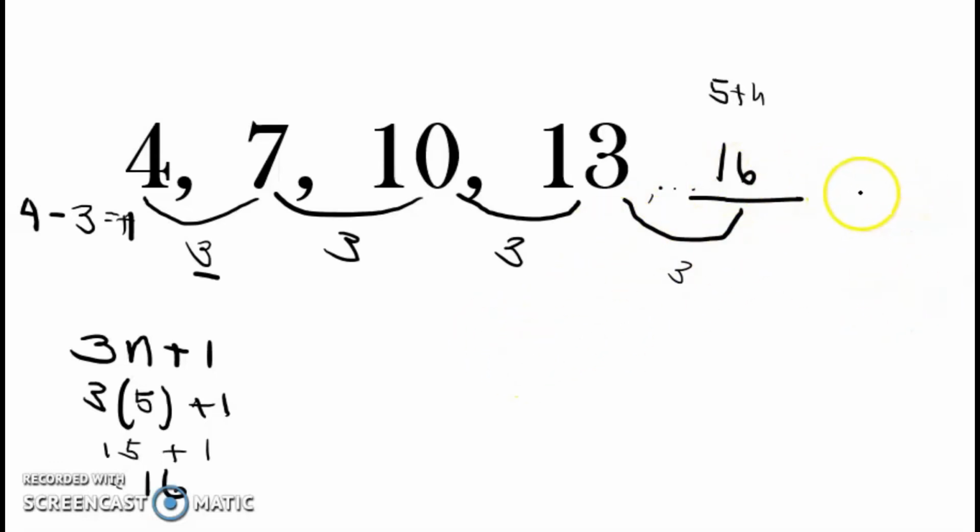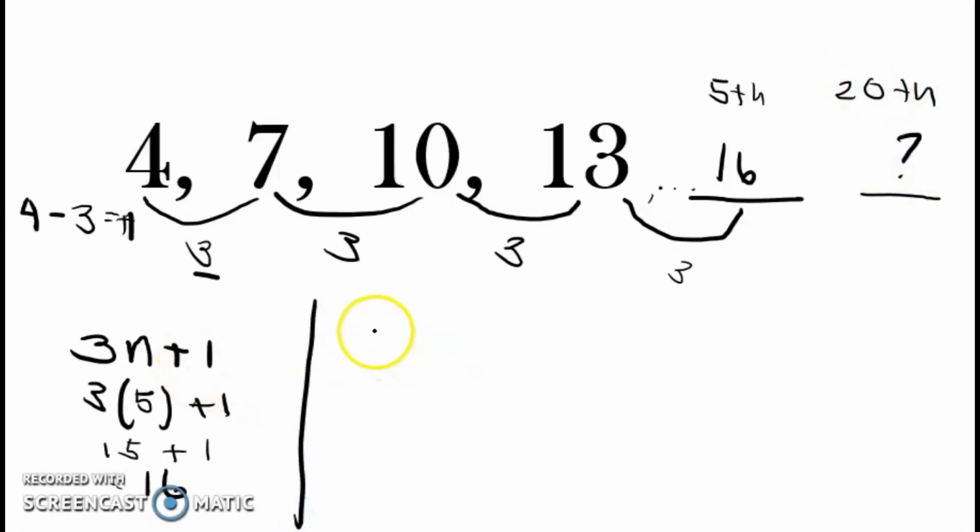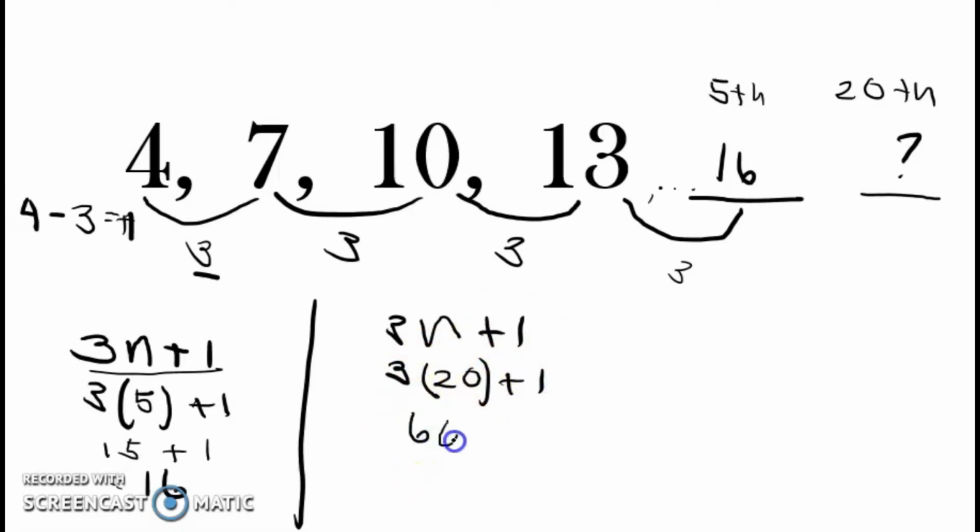But what if ang hahanapin natin ay, let's say, the 20th term? Okay, so ano kaya ang sagot? Same formula, gamitin natin 3n plus 1. So 3 times yung term natin, which is 20, plus 1. 3 times 20 is equal to 60, plus 1. So our answer is 61. So the 20th term is 61. Okay? So, yun yung 20th term natin.